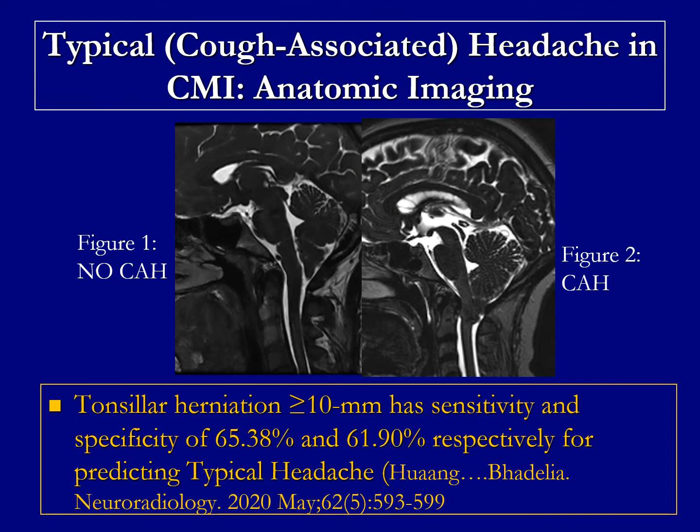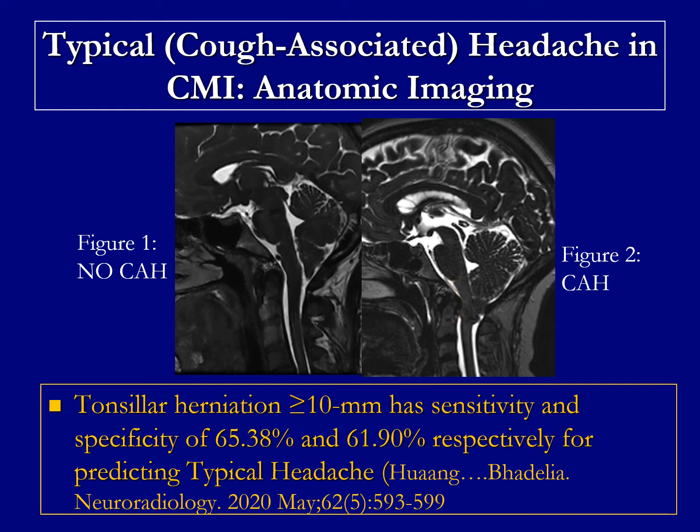A typical cough-associated headache can be suspected on anatomic imaging. Like if you look at this patient here, on the left side, there is a Chiari malformation. There is tonsillar herniation below the foramen magnum. There is no crowding of the neural structures at the foramen magnum. There is no obstruction of the CSF. And as you see here on this side, there is tonsillar herniation, but there is crowding and there is interruption of the CSF between head and the spine.